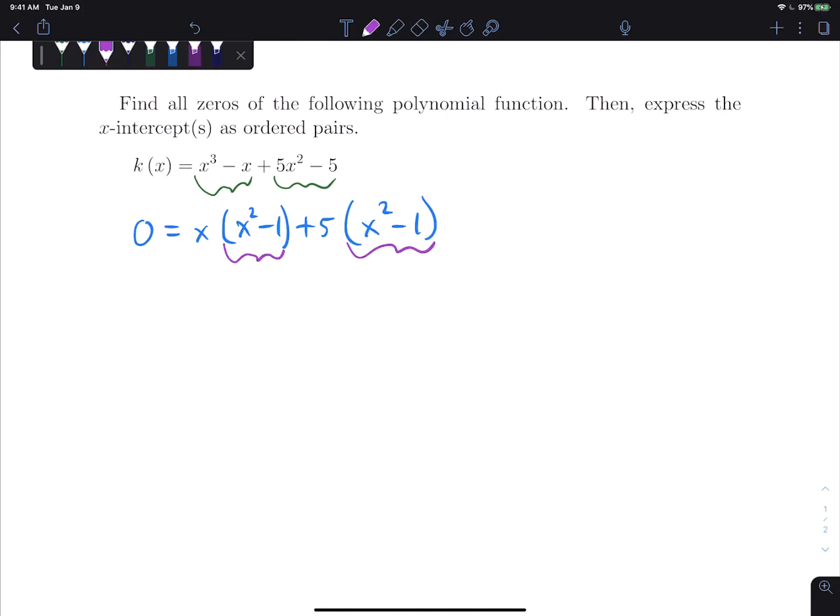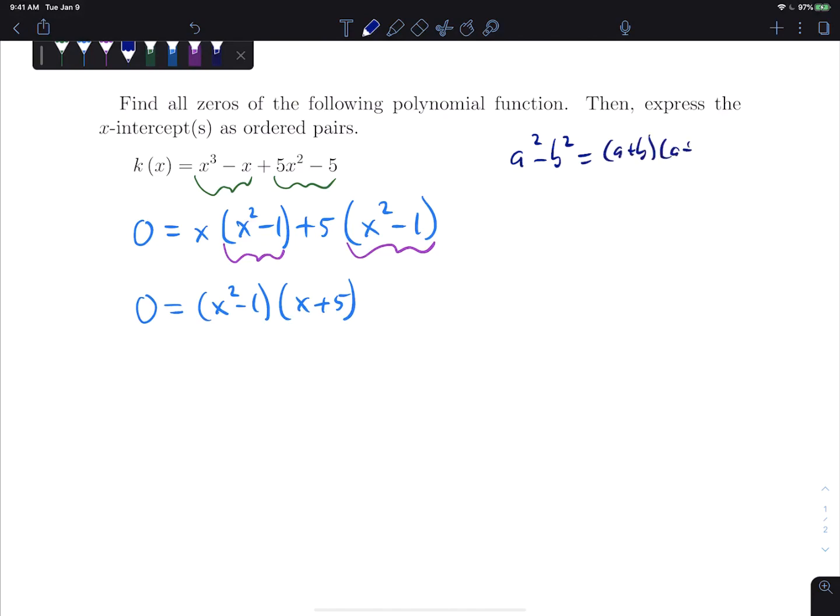Excellent. So let's go ahead and factor out that common factor. So we still have that 0 on the left-hand side, and on the right-hand side we have the common factor of x squared minus 1, and what's left over is x plus 5. The x squared minus 1 is actually a difference of two squares, and remember the factorization of a difference of two squares is a plus b, a minus b.